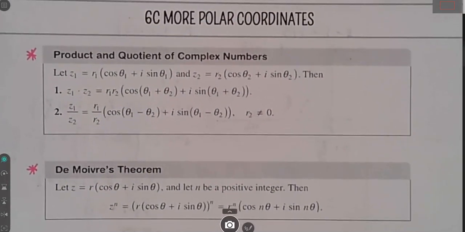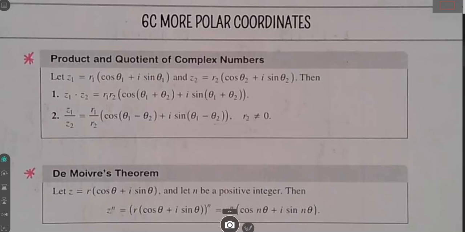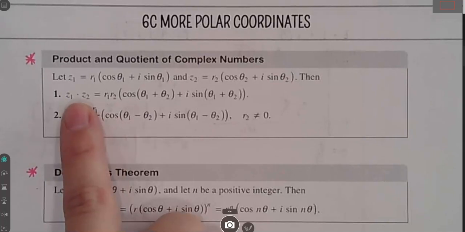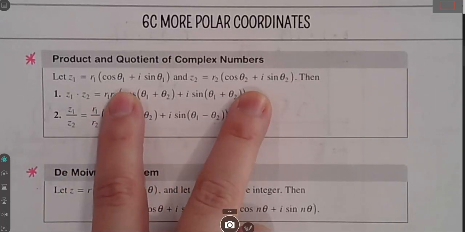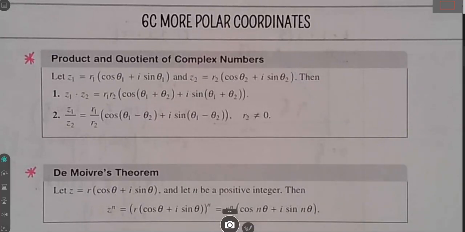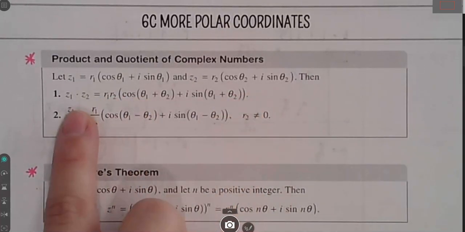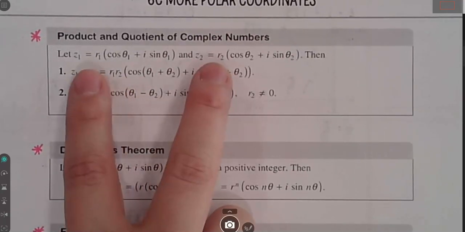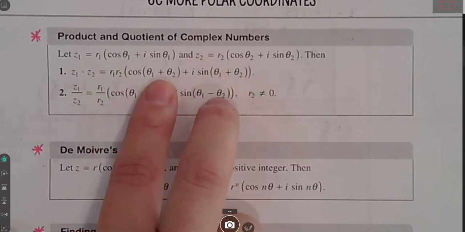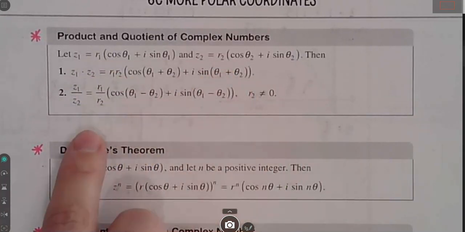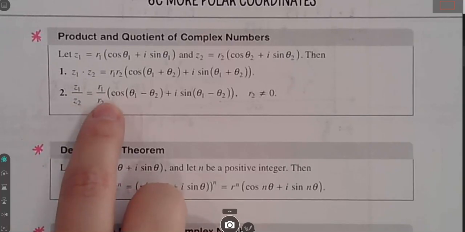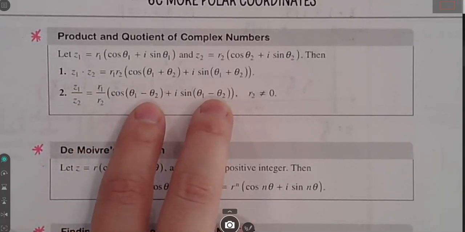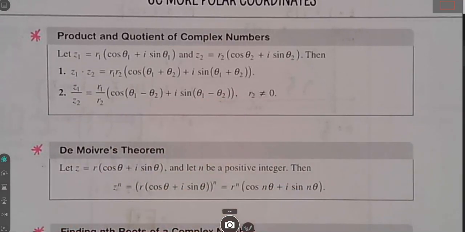All right, let's go on to 6C. More polar coordinates. So, a bunch of equations, and I'm going to do one example of each one. This says that when you have polar coordinates written in complex form, and you're finding the product or the quotient, this is what you're going to want to do. You're going to multiply the two r's, and then you're going to add the two thetas. If you're dividing, you're going to divide the two r's, and you're going to subtract the two thetas. And of course, this is when r2 is not equal to 0.